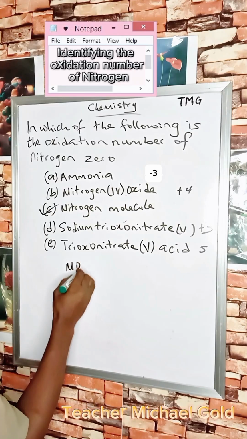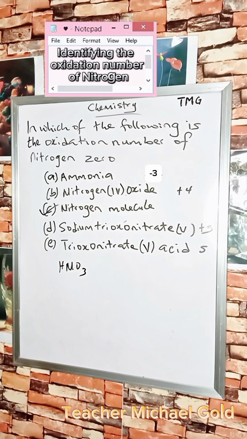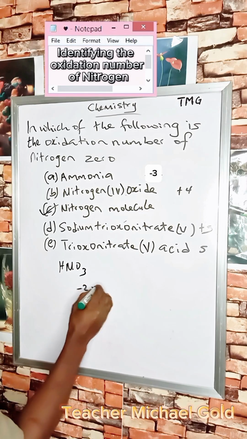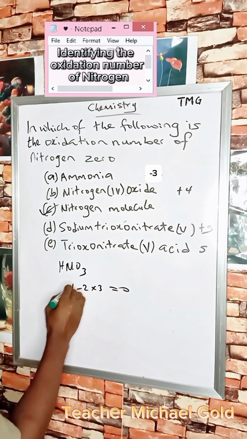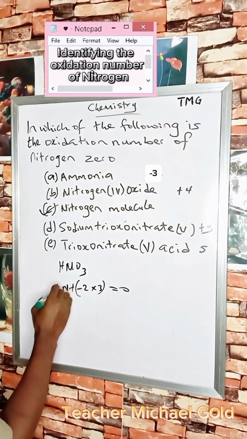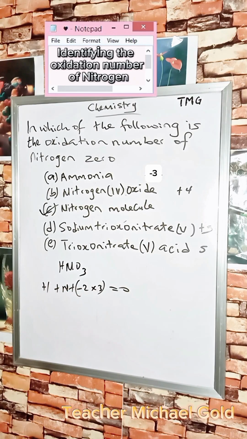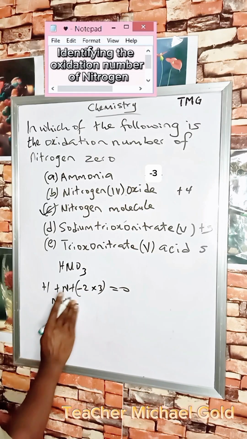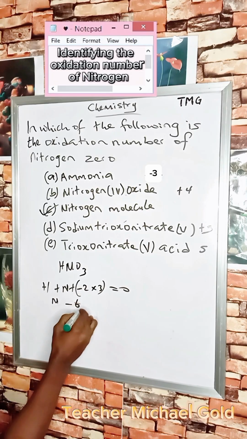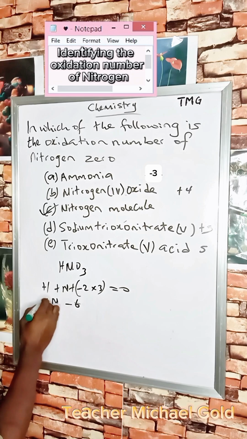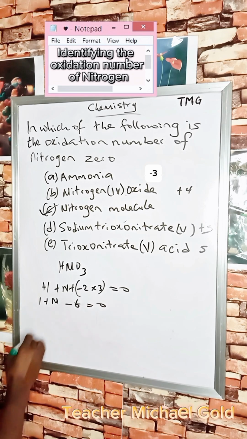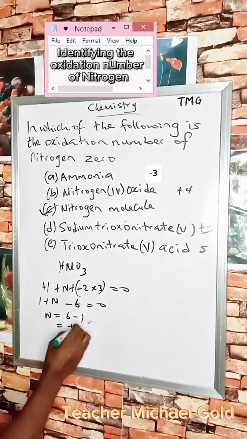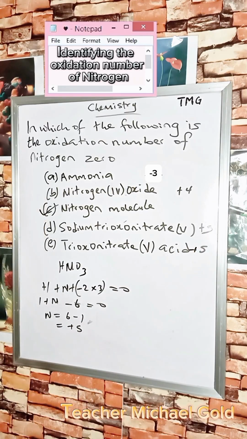So nitric acid. -2 times 3, plus N, plus +1, since hydrogen is always +1, is equal to 0. The same thing is applicable here: -6 plus 1 is equal to 0. So N will be equal to 6 minus 1, which is +5. So this was our answer.